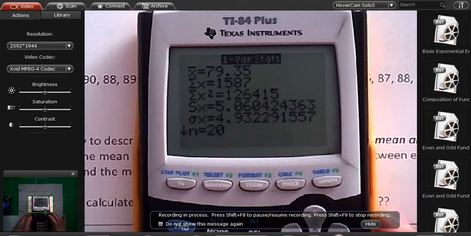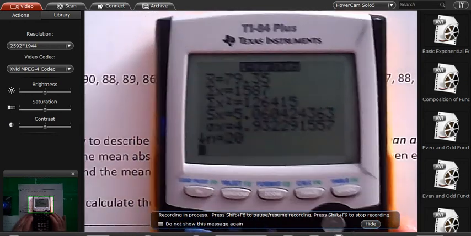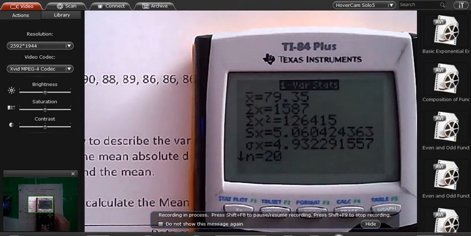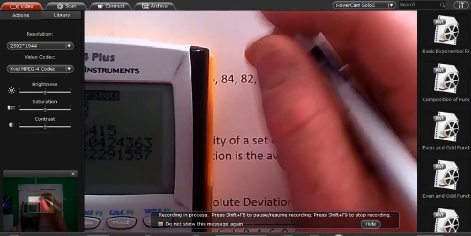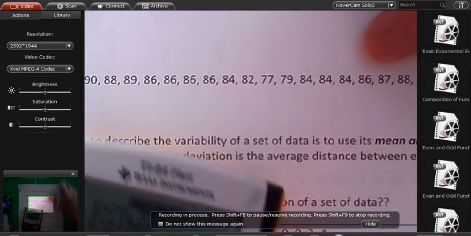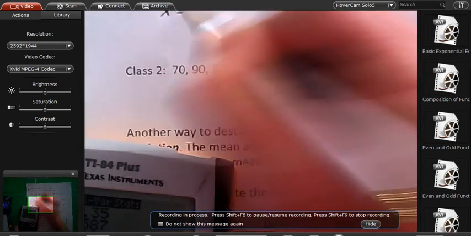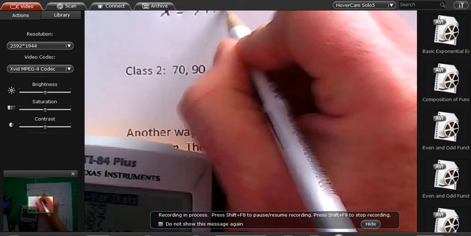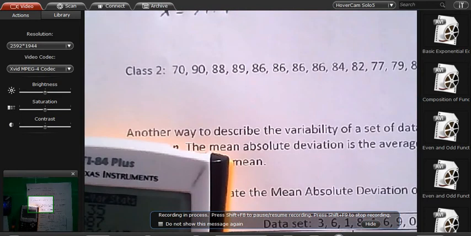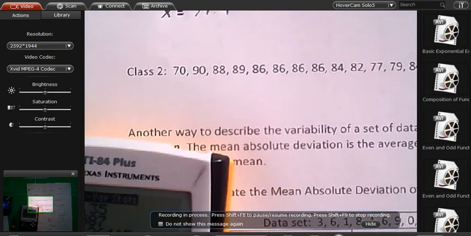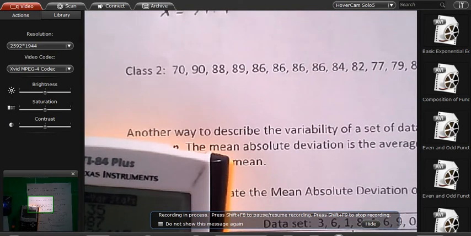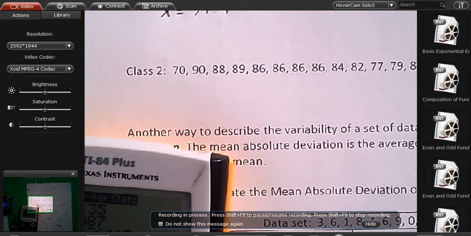Now the first stat there is the mean. So let's write down the mean in the blank underneath class 1. Our average, or X bar, or mean, however you want to say it, is 79.4 rounded to the first decimal place. So our mean is 79.4.